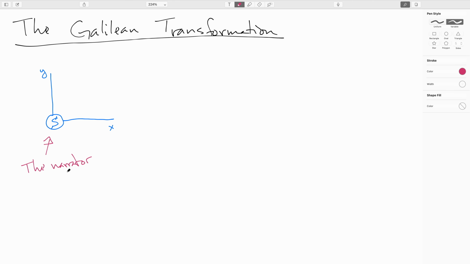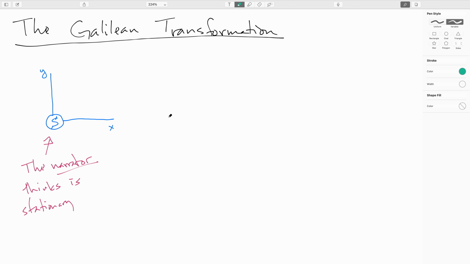Of course, when there's more than one observer, each will swear the other one is moving. But whichever one the narrator thinks is stationary, that's the one that we call S. So if someone says, so-and-so is staying by the side of the road, okay, that person is S because that's the one the narrator thinks is stationary.